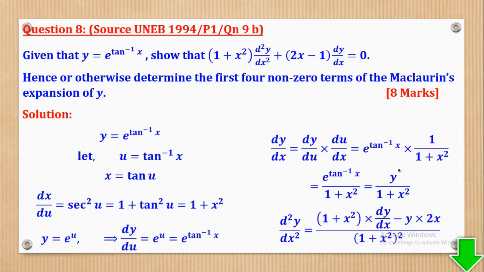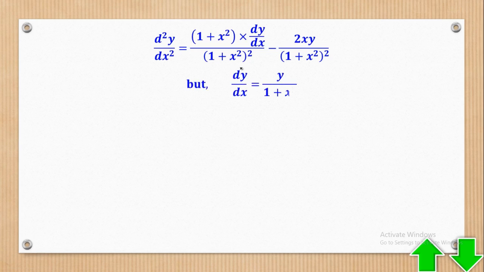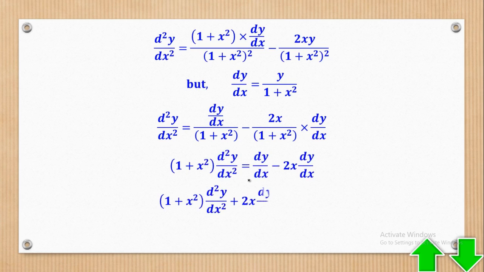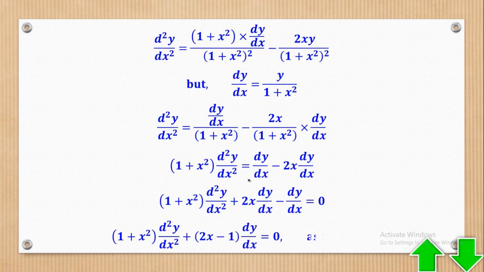Then second derivative, this is now a quotient. Quotient formula says keep the denominator constant, which is this, differentiate the numerator, which is dy/dx, minus keep the numerator constant, differentiate the denominator, which is this, divided by the denominator squared, which is that. So when I simplify, I'll come up with that. But I already know that dy/dx is equal to this. Therefore, I'll substitute. So here, 1 plus x squared, one of it will go here. Another one will remain with this y to come up with dy/dx. So multiply that by 1 plus x squared to come up with that. Then put everything on one side and factorize to come up with the required expression.